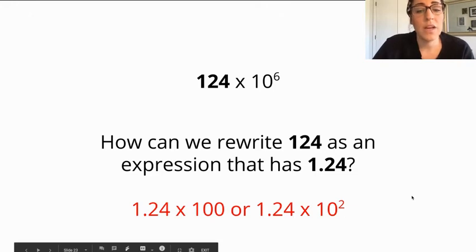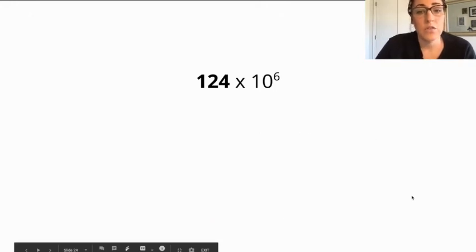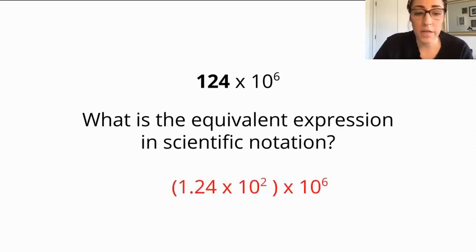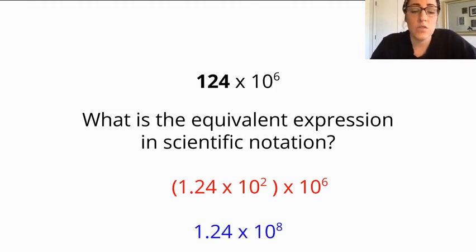So now we have to think about that all together. So we now have an equivalent expression in scientific notation. We would have the bolded 124 be rewritten as 1.24 times 10 squared, still multiplying it by 10 to the 6th, which gives you 1.24 times 10 to the 8th, and that would be written in scientific notation.